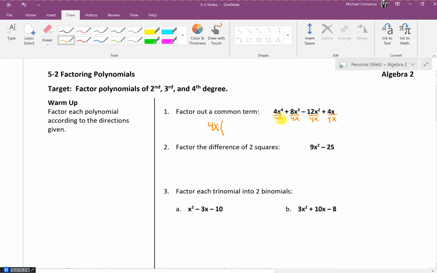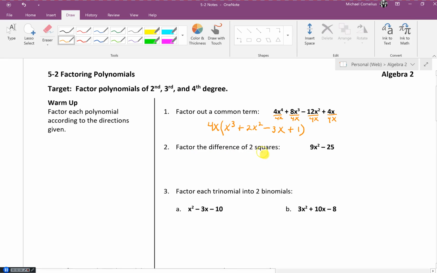4x to the 4th divided by 4x is x cubed. 8x cubed divided by 4x is 2x squared. 12x squared divided by 4x is 3x. Oops, and there was a negative in front of that 12, so I've got to be careful with that. And then 4x divided by 4x is 1. That's right, you have to leave something there. Okay, so that's step number 1, always look for a common term.